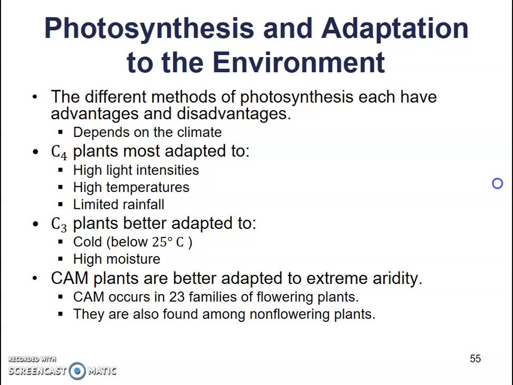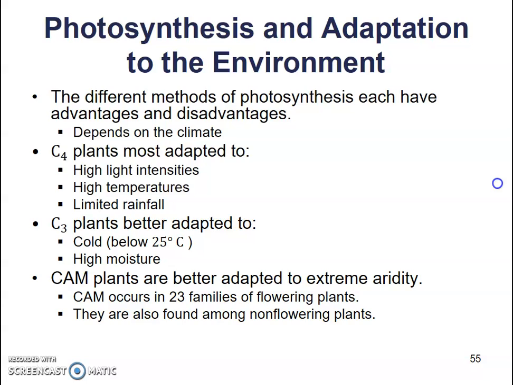Photosynthesis and adaptation to the environment. The different methods of photosynthesis each have their advantages and disadvantages, and where you find them depends upon the climate. C4 plants are most adapted to high light intensities, high temperatures, and limited rainfall, so desert areas. C3 plants are better adapted to cold and damp conditions, and CAM plants are better adapted to extreme aridity.